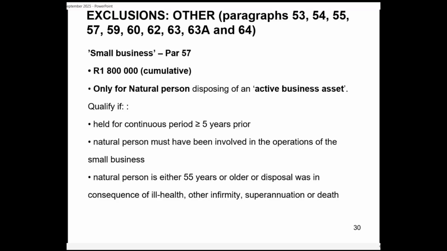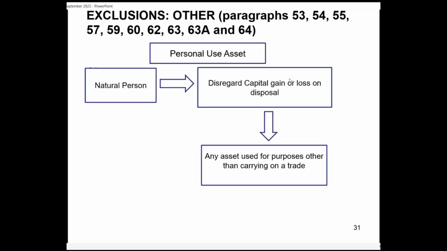The other exclusion is where the natural person is either 55 years or older, or the disposal was in consequence of ill health, other infirmity, superannuation or death, which is where the exclusion will be applicable. So the personal use asset, natural person, disregarded capital loss on disposal, and then any asset used for a purpose other than carrying on a trade, the exclusion will be applicable in this case.